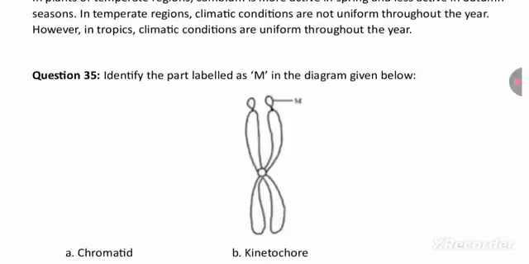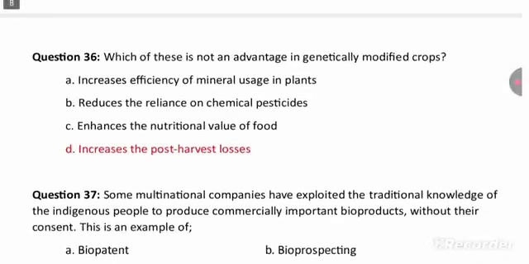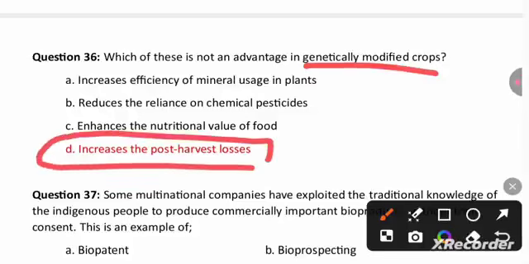Identify M in this given diagram. As we know, M is a satellite. Very easy question. Which of these is not an advantage of genetically modified crops? The one that is not an advantage is increased post-harvest losses. As we know, genetically modified crops basically decrease post-harvest losses.